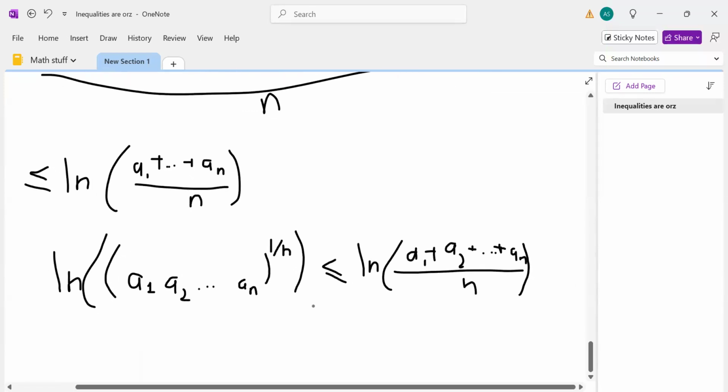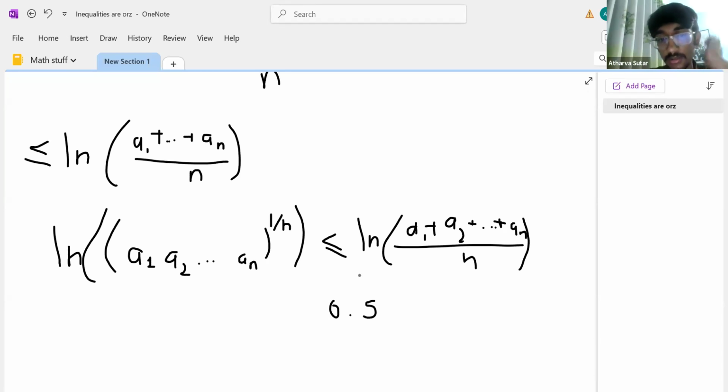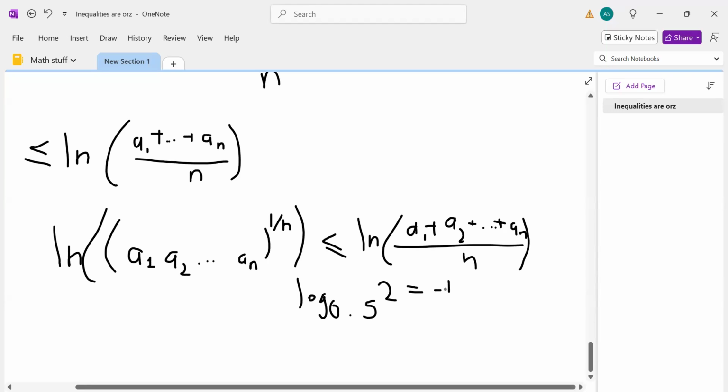Wait, in log, we are only on positive bases, right? Why do we need to care about that? No, the problem would be that if you take a base, say 0.5, then canceling the ln on both sides would reverse the inequality sign, because log of a base which is less than 1 would be negative. Like log to the base 0.5 of 2 is minus 1, right? So we need to be careful about this as well.